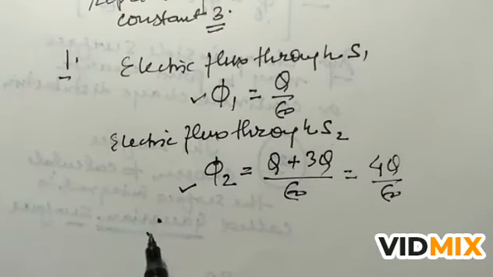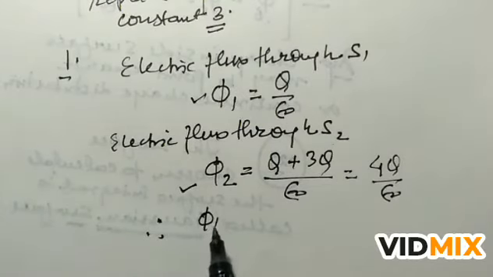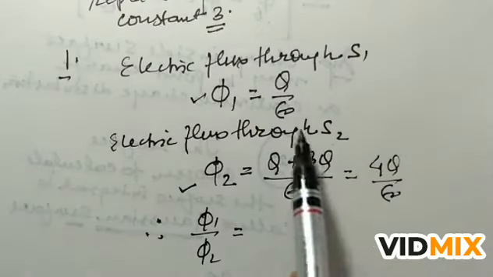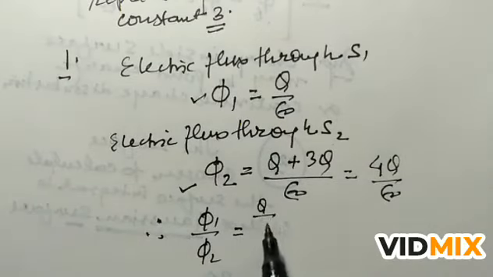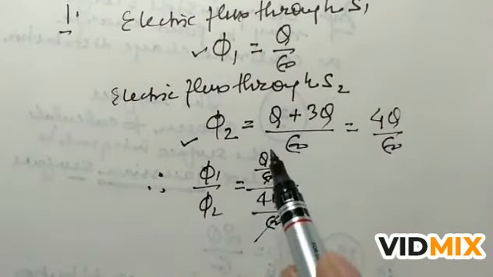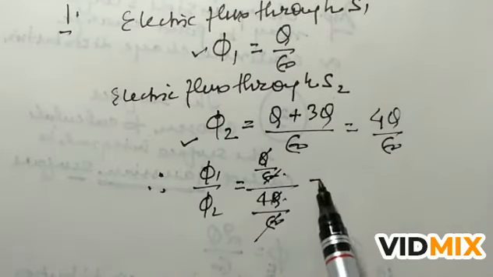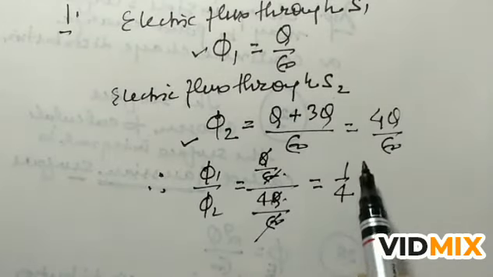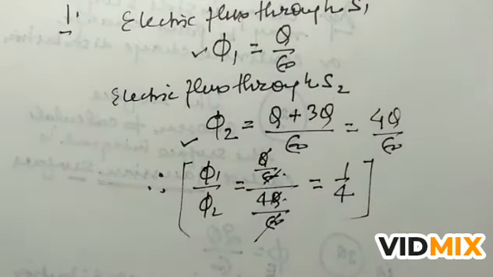So what is the ratio? The ratio phi 1 upon phi 2 is equal to Q by epsilon naught upon 4Q by epsilon naught. So you cancel out epsilon naught and Q, and it will be equal to 1 by 4. So the ratio of flux from the two surfaces is 1:4.